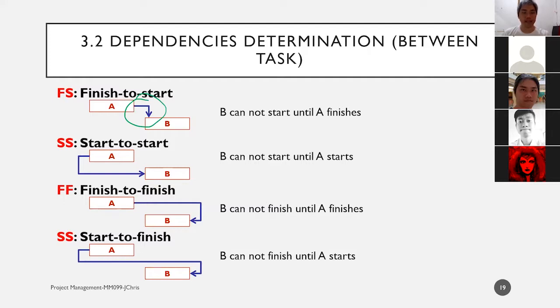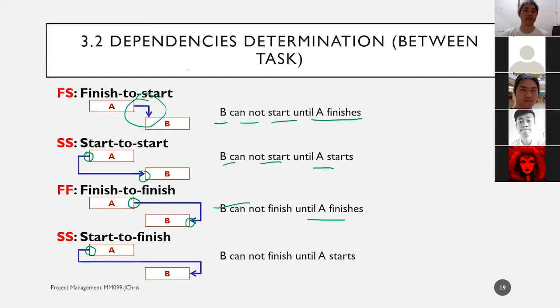If we have a straight arrow like this, A to B, which means B cannot start until A finishes. If we have activity A but on the back side into B on the front side, it means that B cannot start until A starts, which means A starts, then B can start. Finish to finish, the end of A into the end of B, which means B cannot finish until A finishes. Or start to finish, which means B cannot finish if A does not start.